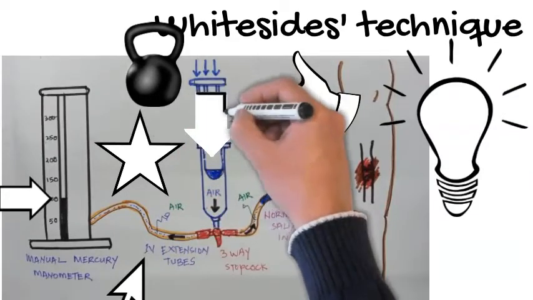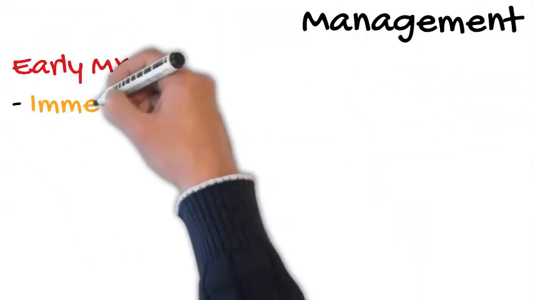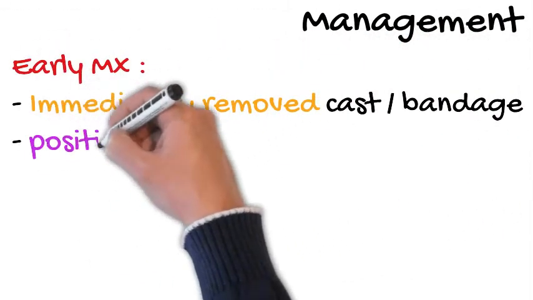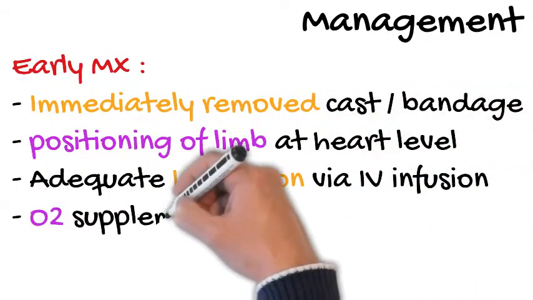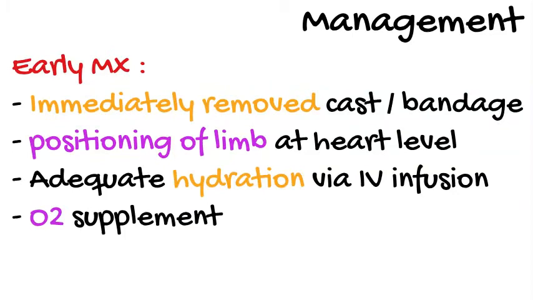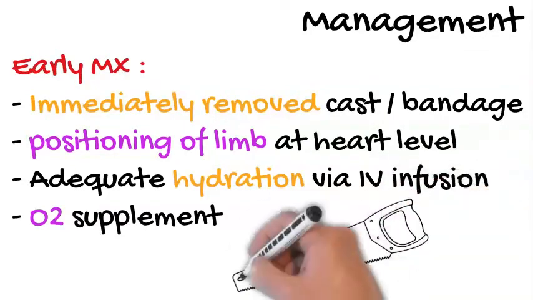So how do you manage a compartment syndrome? For early management, immediately remove any constricting cast or bandage. Position the limb at heart level. Do not elevate the affected limb. This will reduce the arterial pressure. Adequate hydration via intravenous infusion and adequate oxygen supplement is helpful.